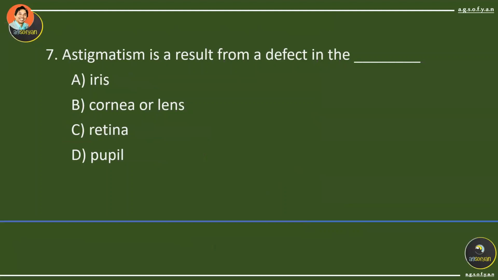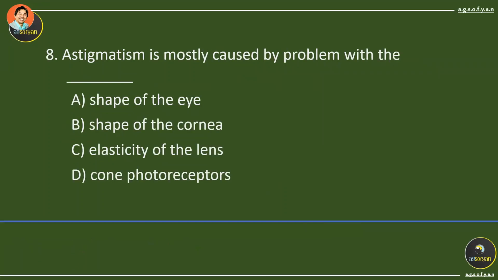Astigmatism is a result from a defect in the A, B, C, or D. So which causes astigmatism? This is mostly caused by the cornea, an irregular shape of the cornea. So this should be the answer here, or sometimes the lens can also cause astigmatism. So cornea or lens. Astigmatism is mostly caused by a problem with the A, B, C, or D. I just mentioned before, it is the shape of the cornea that is causing the astigmatism.